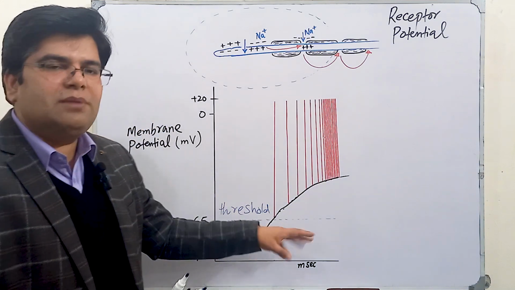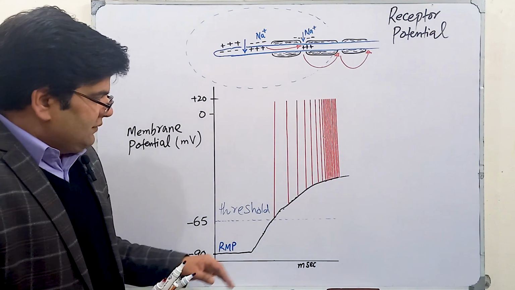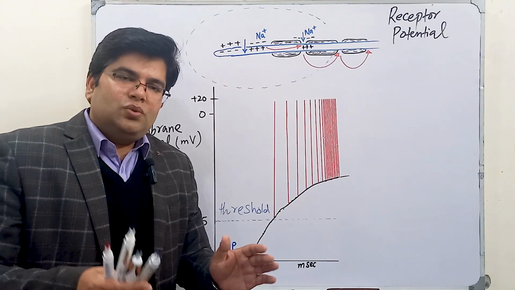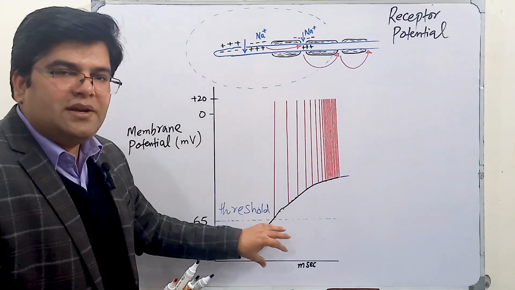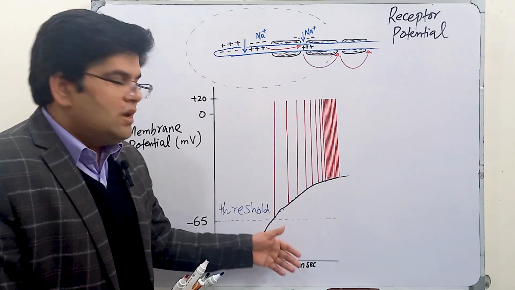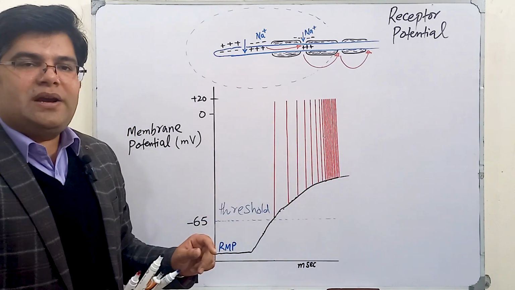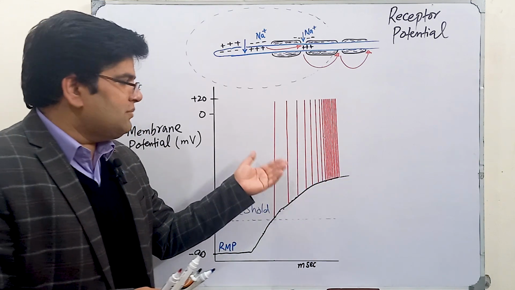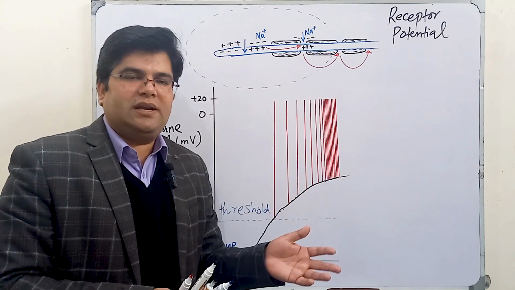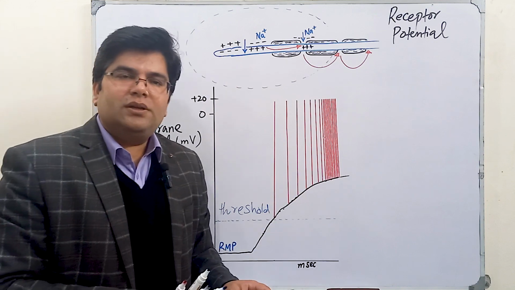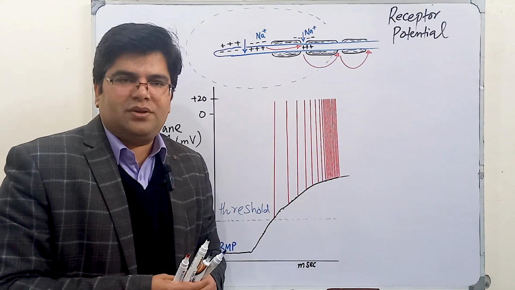It can be smaller, medium, or large. Secondly, the receptor potential can be summated, which means two smaller receptor potentials can be added up to give you a bigger value. But action potentials cannot be summated. Action potential has a refractory period, which means if one action potential is already there, you cannot produce a second action potential unless the first one is over. But the receptor potential does not have any refractory period.